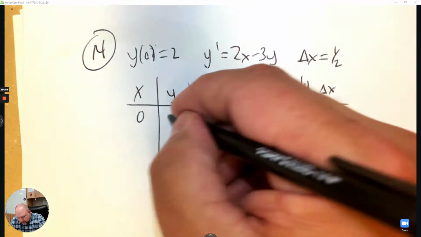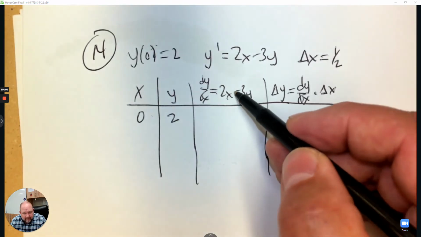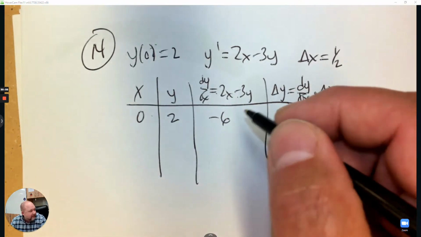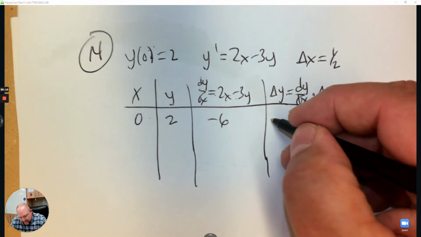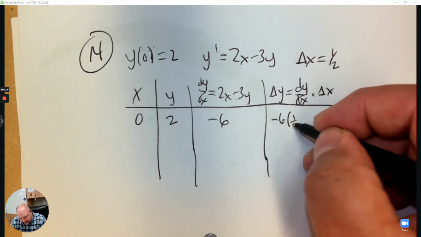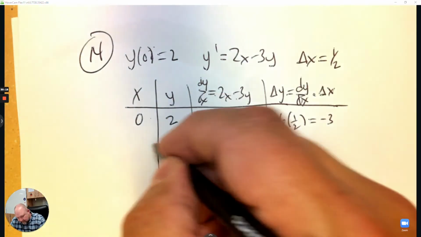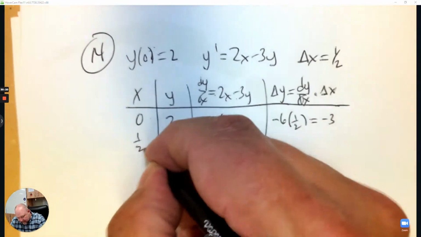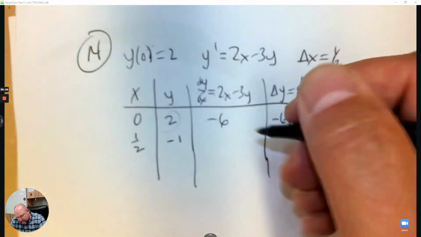All right. So we're going to start with 0, 2, and then we're going to plug in. So that's 2 times 0, take away 3 times 2. So I get negative 6. And then I take negative 6 times 1/2, and I get negative 3. So again, this is going by halves. Negative 3 and 2 now make negative 1.